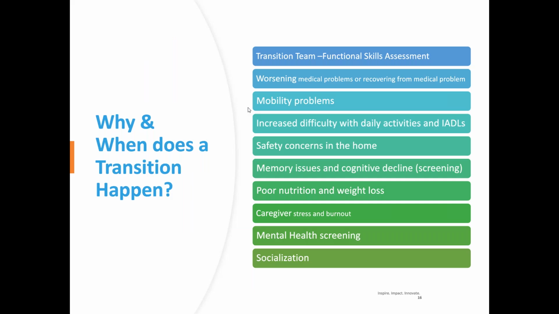CCRCs typically complete a functional evaluation with a cognitive component to help the transitional team determine if a transition is actually needed. This is an assessment that scores basic ADLs all the way to the IADL categories, as well as mobility. Typically, if you score between 0 to 26, you qualify for independent living, 27 to 60 assisted living, and 61 to 80 for SNF.